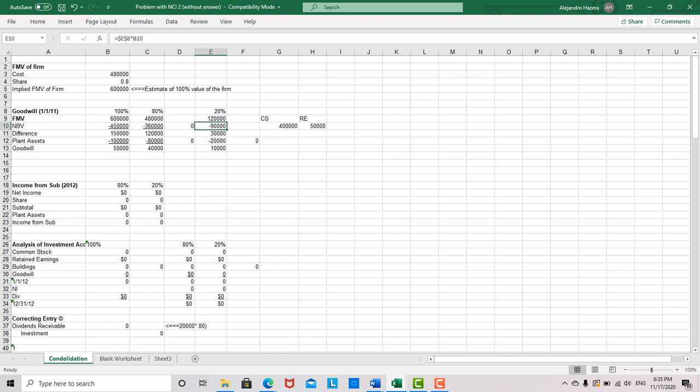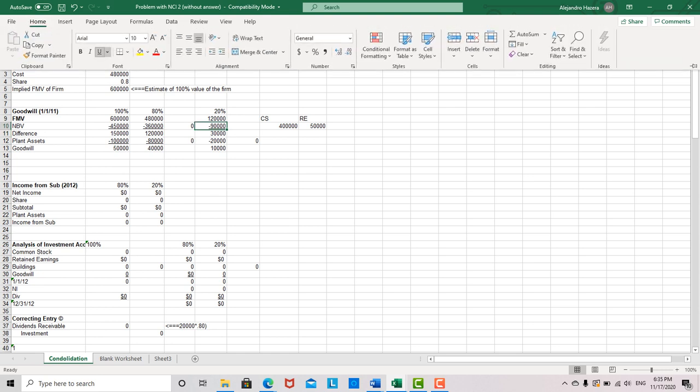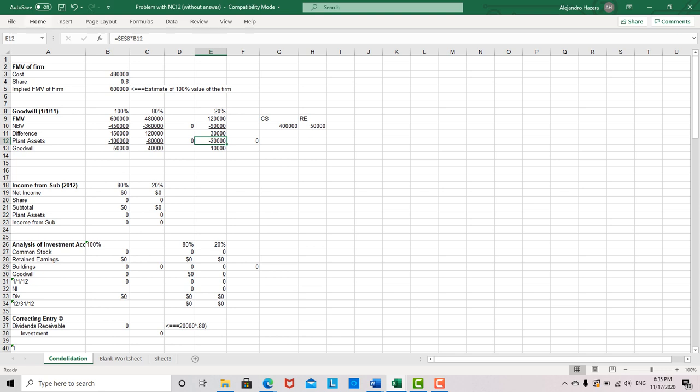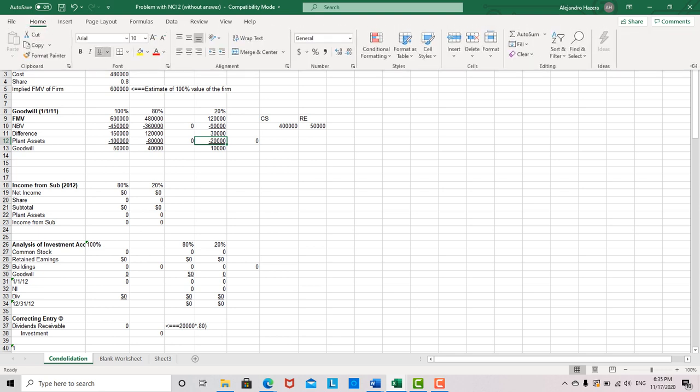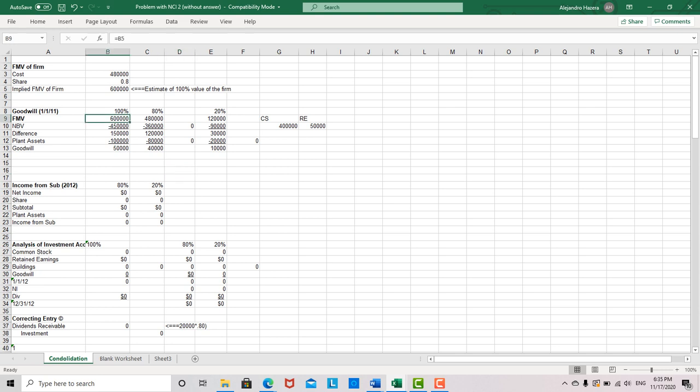So what you've got here is the cost is split 480/120. Book value is 360/90. Difference 120/30. For plant assets, 80,000 of the revaluation goes to the controlling interest and 20,000 goes to the non-controlling interest, and goodwill is also split 40,000 and 10,000.